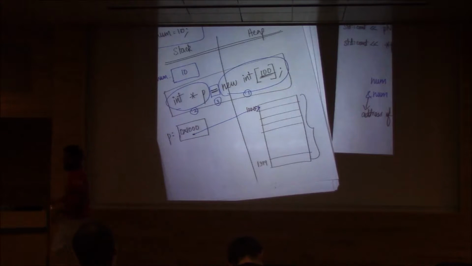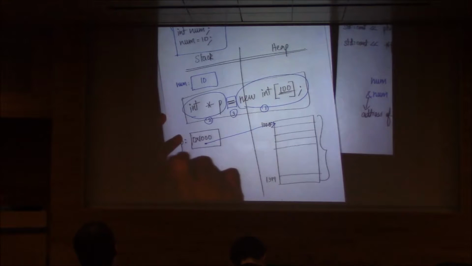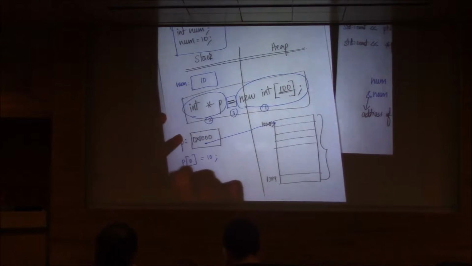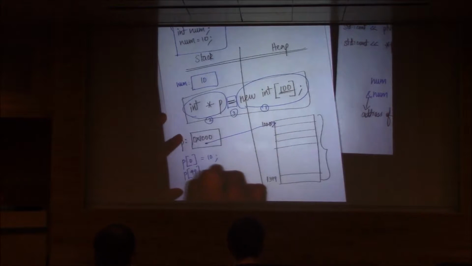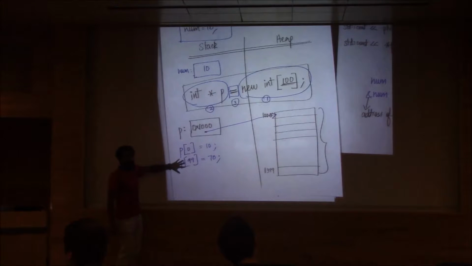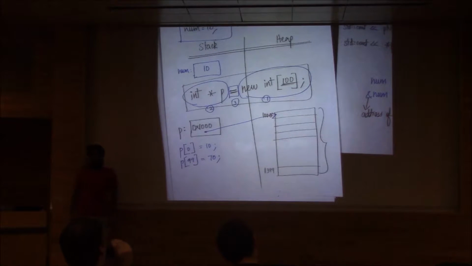Since this is a pointer to integer, hereafter you can just say p of 0 equals 10. P of, let's say, the last one, 99, p of 99 is equal to 70, something like this. You can directly access this memory as an array, and your program would work fine.